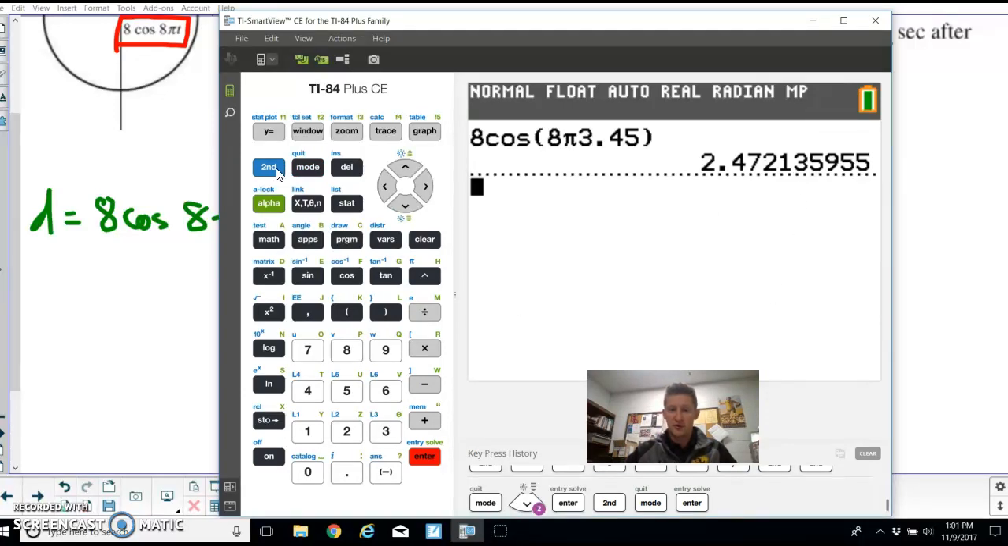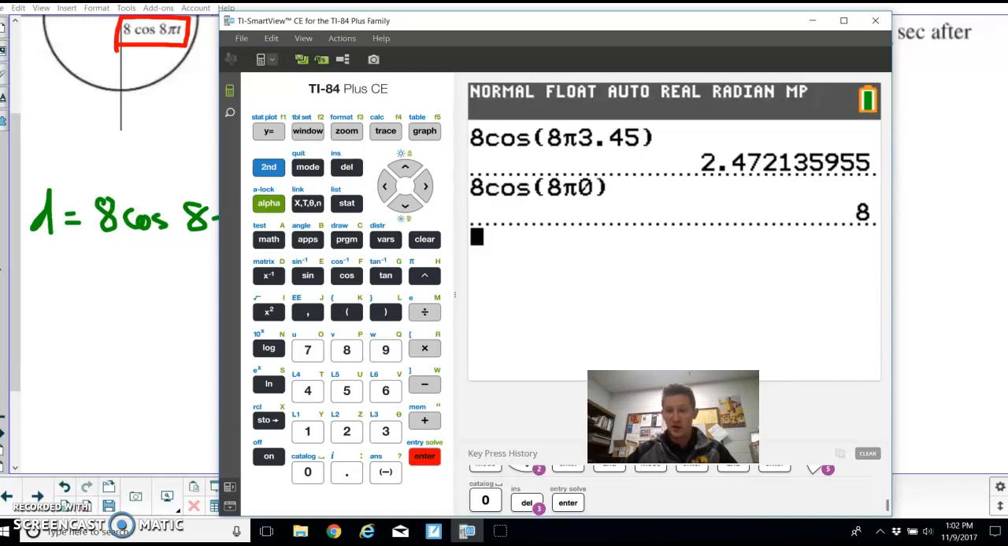Now I'm going to do the same thing. I'm going to bring back the previous entry, but I'm going to change t to 0. So 8 times pi times 0. Now I don't necessarily need my calculator to do this for me, because I know that 0 times 8 pi is 0, and I know that the cosine of 0 is 1, and I know that 1 times 8 is 8. So I bet that when I punch this in, my calculator gives me 8. Or at least I know why.